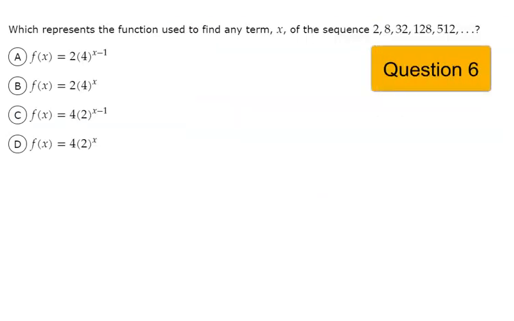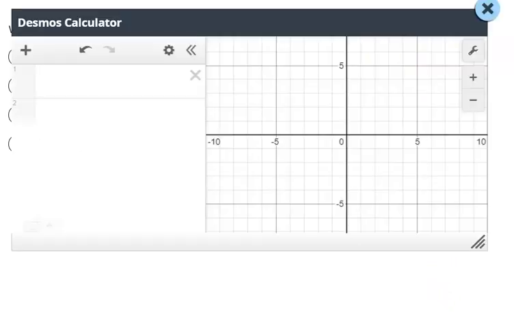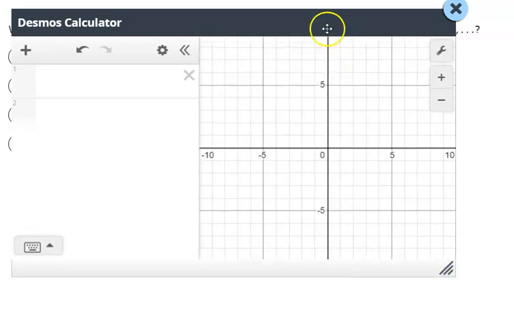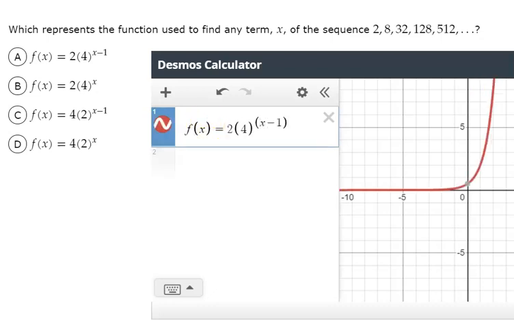Which represents the function used to find any term x of the sequence 2, 8, 32, 128, 512? Now, you probably could set this up without using your calculator by dividing the 8 and the 2, and then starting with your first term 2, and then writing your equation in that way. But let's check our answer with the Desmos calculator. Step 1, let's type in our first answer choice, f of x equals 2 times 4, and then the exponent is x minus 1. When you type x minus 1 as an exponent, put it in parentheses.